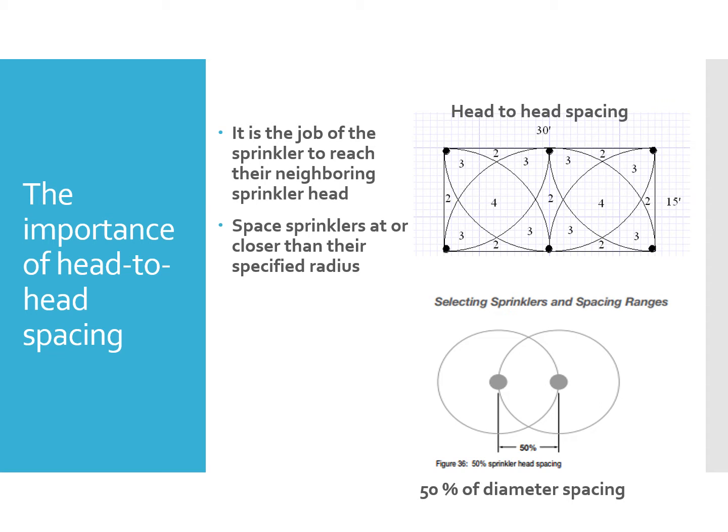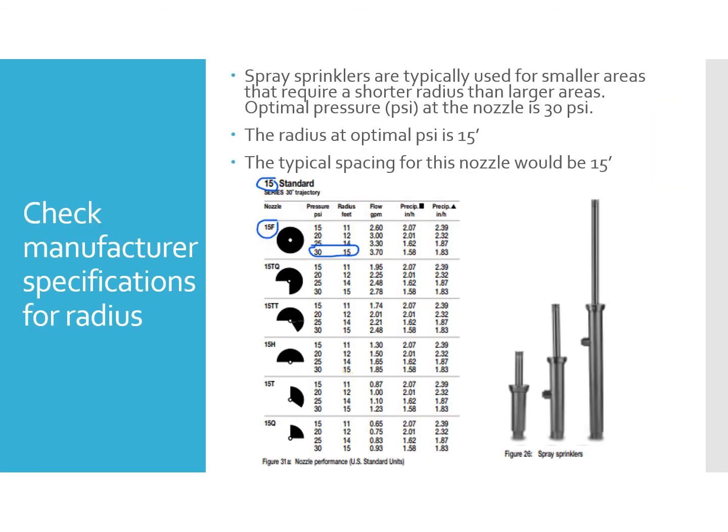So where you want to space your sprinklers is at or closer than their specified radius. So in this diagram, it shows that this is a 15 by 30 area. We're using 15-foot sprinklers, so we're spacing them 15 feet apart. So you want to check the manufacturer's specifications for what the radius says the sprinkler head will do at the pressure that you have to work with.